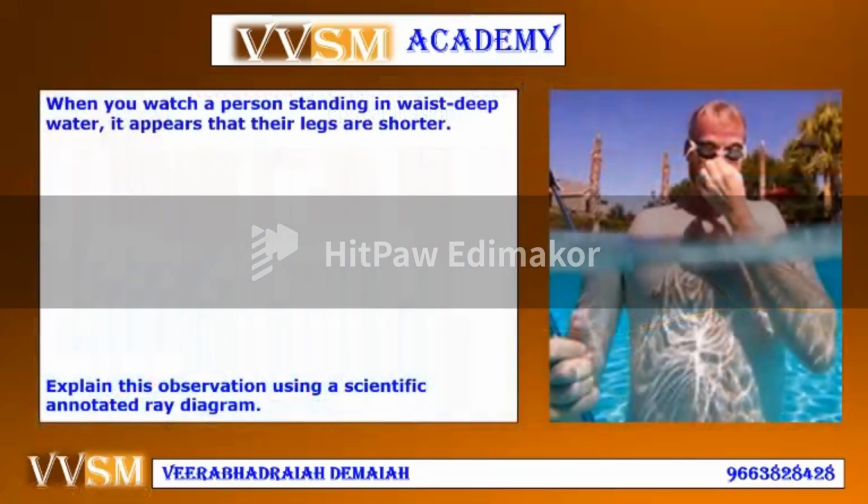When you watch a person standing in waist deep water, it appears that their legs are shorter. Explain this observation using a scientific annotated ray diagram which relates to the phenomenon of refraction. This is for your home assignment. Please draw a diagram representing the refraction of light as we have discussed in the rectangular glass slab: incident ray, refracted ray, and the emergent ray.